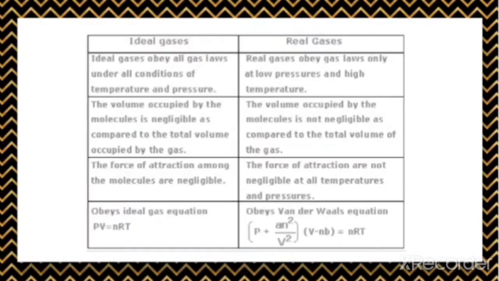So let us differentiate between ideal gases and real gases. Ideal gases obey all the gas laws under all conditions of temperature and pressure. That is, they obey gas laws like Boyle's law, Charles' law and Avogadro's law. But real gases obey the gas laws only at low pressure and high temperature. So they show ideal behavior only at low pressure and high temperature, not at all temperatures and pressures.